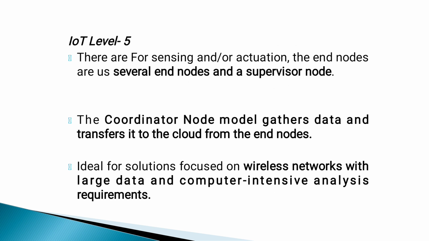Next one is the IoT level 5. For sensing and actuation, there are several end nodes and a coordinator node. The coordinator node gathers the data and transfers it to the cloud from the end nodes. Ideal for solutions focused on wireless networks with large data and computationally intensive analysis requirements.